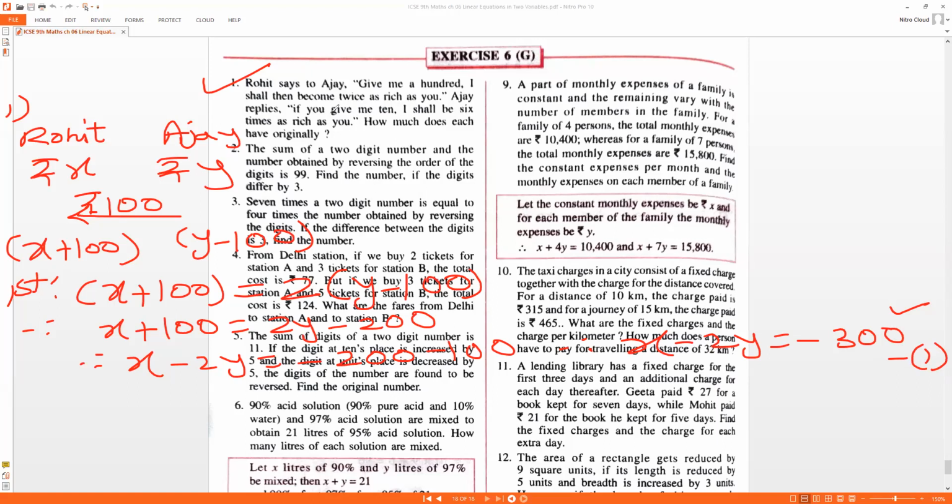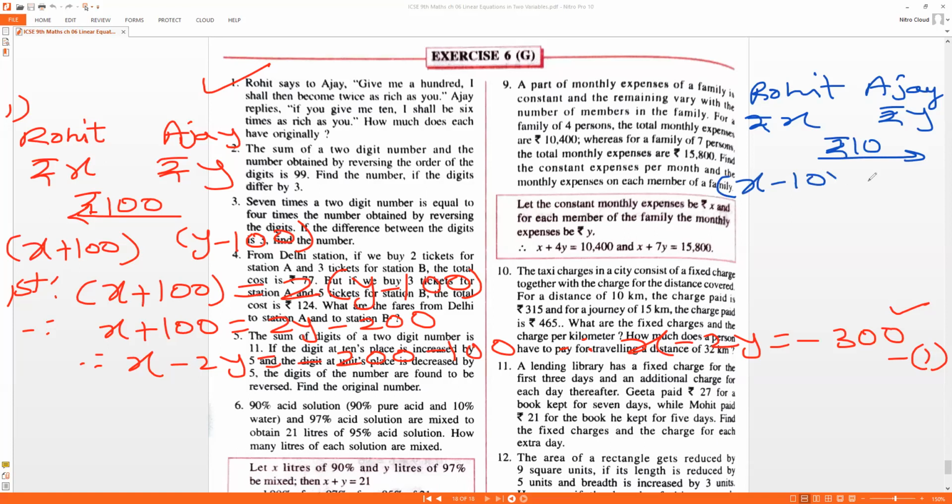Now, what is the second condition? Ajay replies, if you give me 10. So again, let us write again with Ajay. Rohit had rupees x, Ajay had rupees y to begin with. Now what Ajay says, if you give me rupees 10, how much will Rohit have? Rohit will have x minus 10, and how much will Ajay have? y plus 10. Very nice.